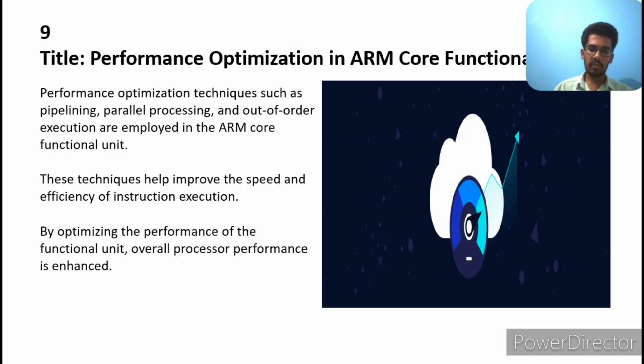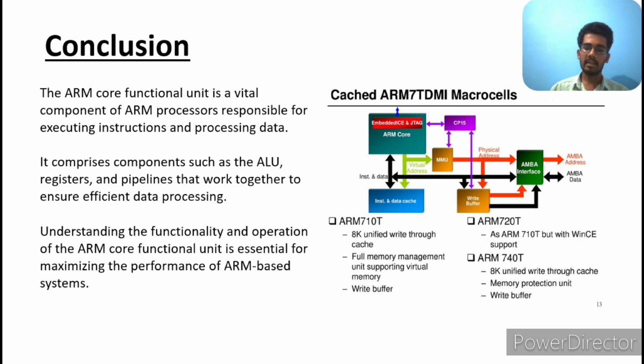By optimizing the performance of the functional unit, overall processor performance is enhanced. At the end, conclusion: the ARM core functional unit is the vital component of the ARM processor, responsible for executing instructions and processing data.